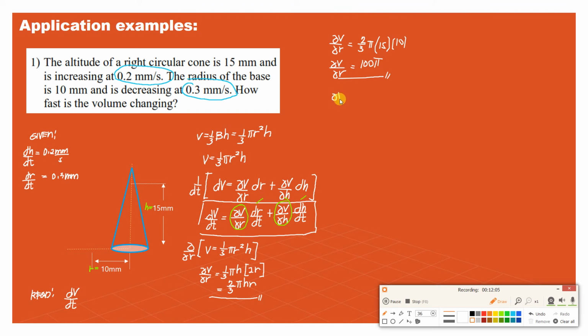Okay. Tapos, this time with respect naman kay H. Okay, so ganun pa rin. We have 1/3 pi constant with respect sa H, kasama na si R squared as constant pa rin. Tapos si H with respect sa H is 1. Okay, so we have 1/3 pi. Radius is 10 squared. So, 10 squared is 100. So, we have 100 pi over 3. Now, for partial derivative ni V with respect sa H. Okay, so now, we can solve for the total derivative of volume with respect sa time, or rate of change ng volume with respect sa time.